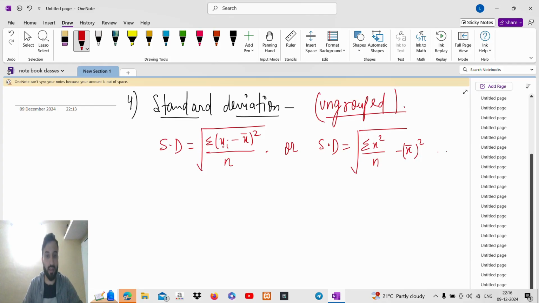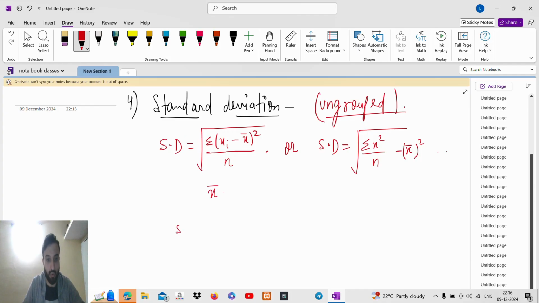So guys, this formula is very simple. How this formula works, I will tell you. Mean deviation we have to find about the mean and about the median. Standard deviation is only about the mean. So first of all, we have to find the x bar. I am explaining how to solve this.